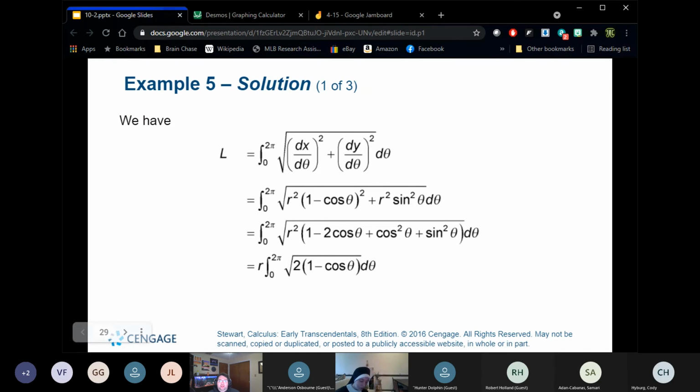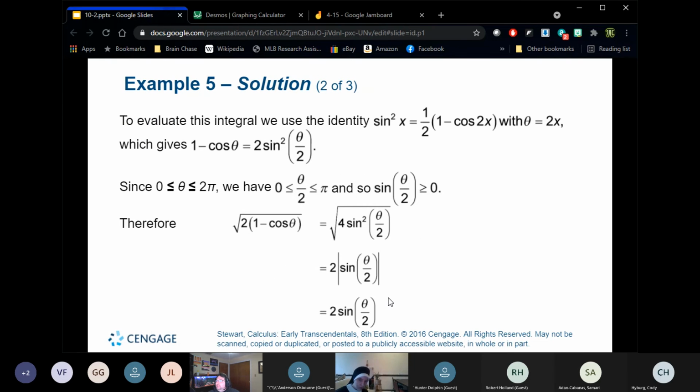And then I have to do the integral of that. So we have to change that to sine squared x. Sine squared x is 1/2 times 1 minus cosine 2x. So if I say theta is 2x, that's going to give me 1 minus cosine theta is 2 sine squared of theta over 2.